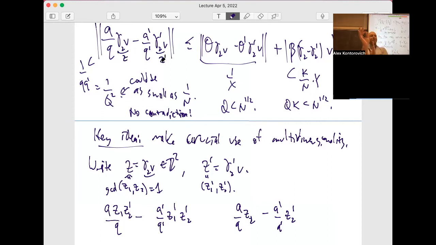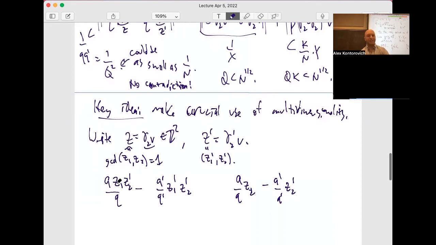What does it mean that the integer vector is close? It's that each component is close. Okay, I see. So I'm looking at a over q z1 and a prime over q prime z1 prime. And I'm going to multiply both of these by z2 prime. I'm going to multiply both of these by z1 prime.